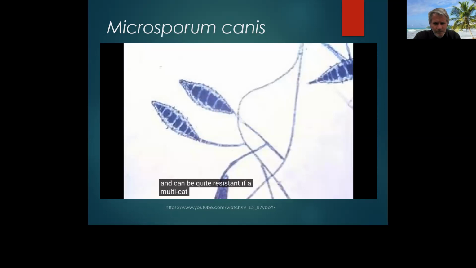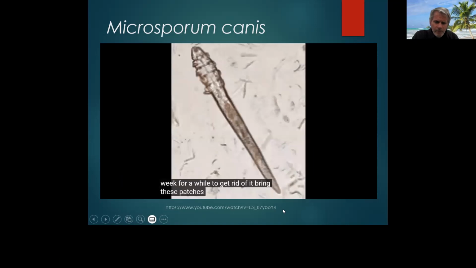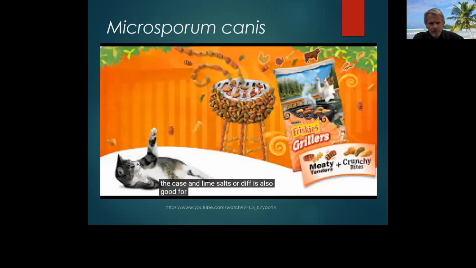If a multi-cat household, all the cats could need to be dipped once a week for a while to get rid of it. These patches can also be a mange mite called Demodex cati, and your vet would have to scrape to see if that's the case. And lime sulfur dip is also good for that.